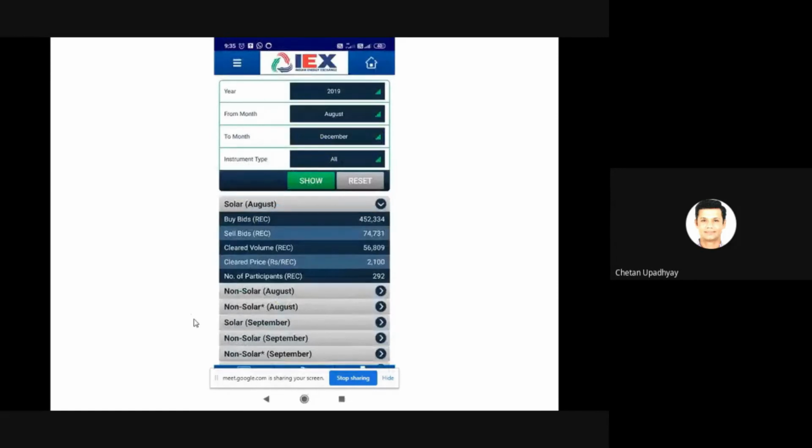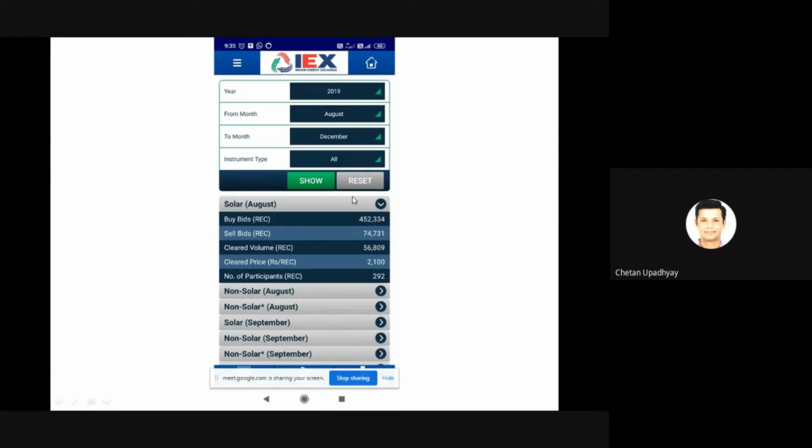And if you go further in detail, suppose I want to go back to 2019, what happened in August and December. From August to December 2019, the total buy bids that have been done, that is for this much unit from solar. This is particularly for solar. Okay, sell, that is for solar. Clear volume, that is only solar. Okay, all this is there already in IEX.